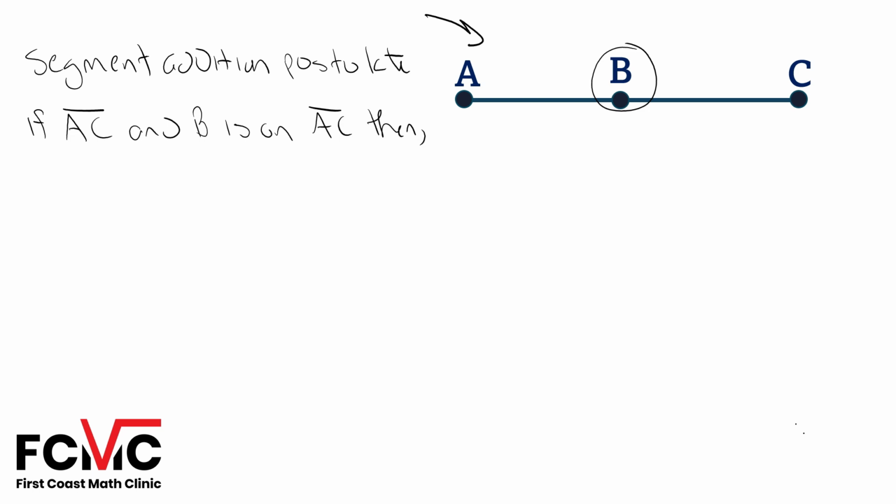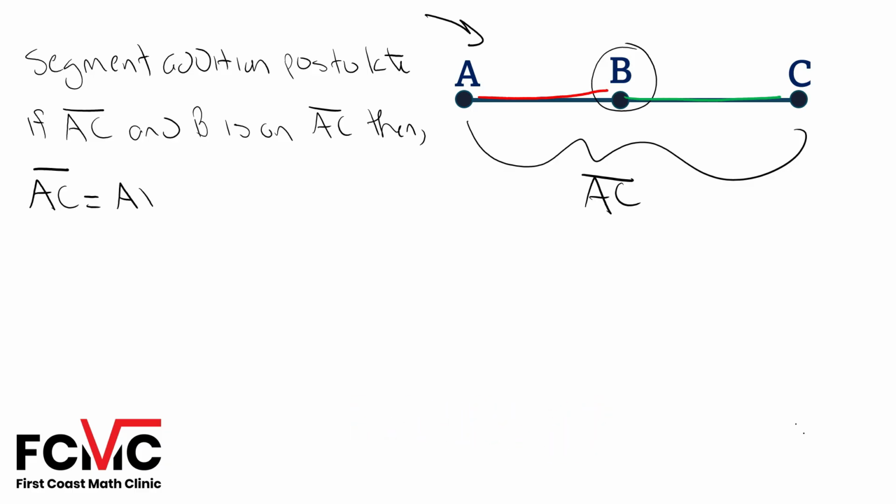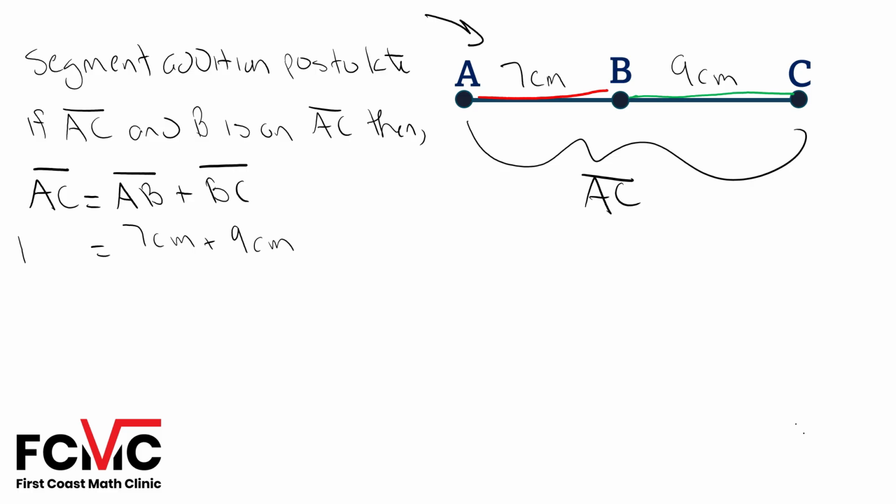if we have this relationship, then we can relate our larger segment, AC, to the two smaller segments, AB and BC. And the relationship is that our larger segment, AC, is equal to the sum of the two smaller segments, AB plus BC. Let's put some values here. Let's say that AB is 7 centimeters and BC is 9 centimeters. Then we can find this total length AC by adding 7 centimeters plus 9 centimeters and getting 16 centimeters as our total length for AC.